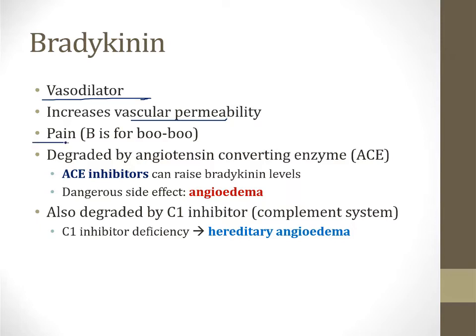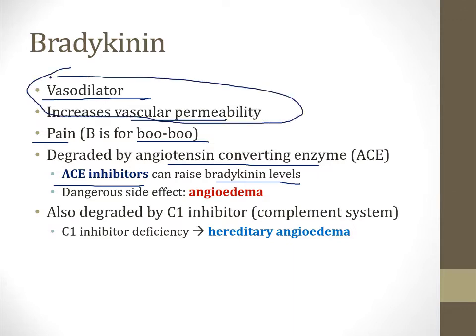It triggers pain in our nerve fibers, and an easy way to remember this is that the B in bradykinin is for boo-boo, like when you fall and hurt yourself and get a boo-boo. Two other important things, especially for step 1 related to bradykinin. It is degraded by angiotensin converting enzyme, and therefore patients who take ACE inhibitor drugs for hypertension or heart failure will have an increase in bradykinin levels. And because bradykinin causes vasodilation and an increase in vascular permeability, one of the potential side effects of ACE inhibitors is angioedema. That's basically swelling and vasodilation like you would see in inflammation, but it's not occurring from inflammation. It's occurring because someone took an ACE inhibitor drug.